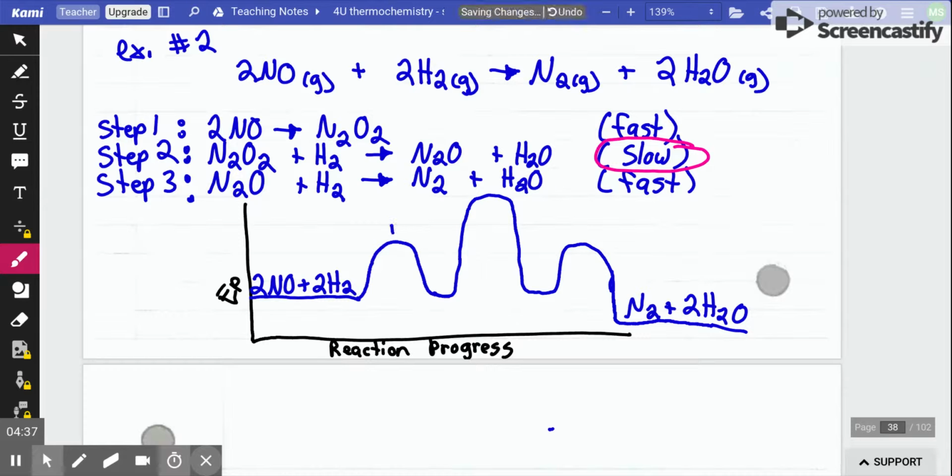So again, this is elementary step 1, and you should always be labeling these. I'm going to squeeze in the 2 up here and a 3 here. So then our EA1 is here, EA2 is here, and EA3 gets labeled here.